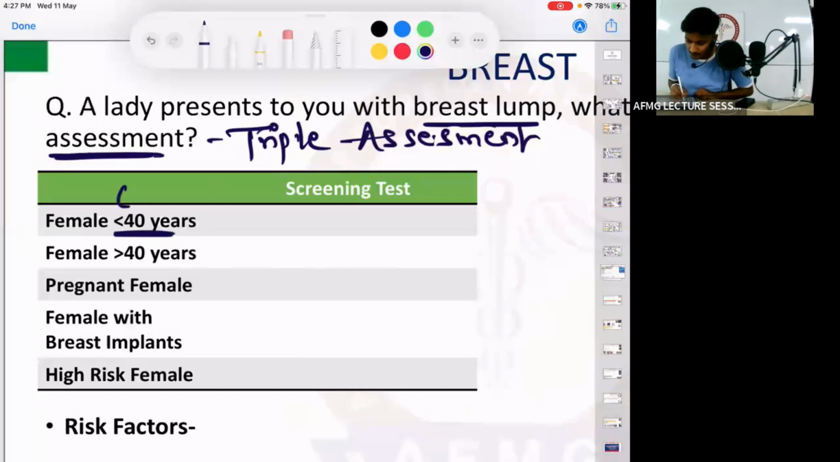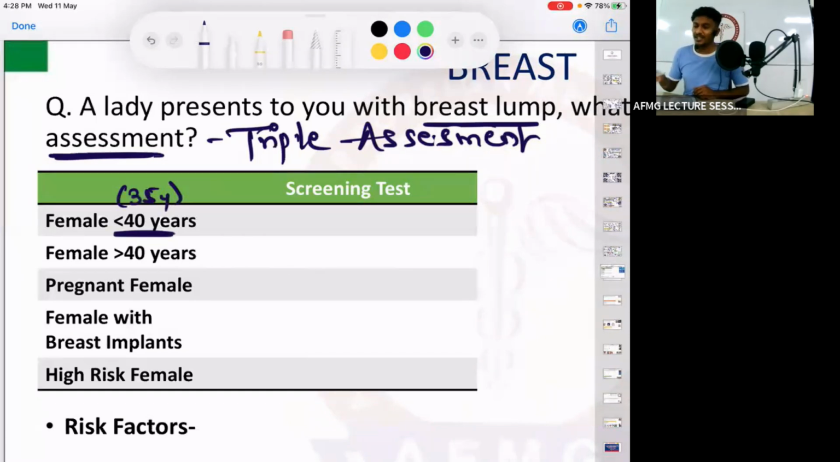So ये देखो, रोहन सर के नोट्स में 40 है, विनीत सर के नोट्स में 35 है, बाकी उनके नोट्स जस्ट सर ने कितना लिखा? 30. या till 35 till 40 breast tissue dense होता है. Till 35 till 40 breast होता है dense tissue because the female is still in the reproductive age group.